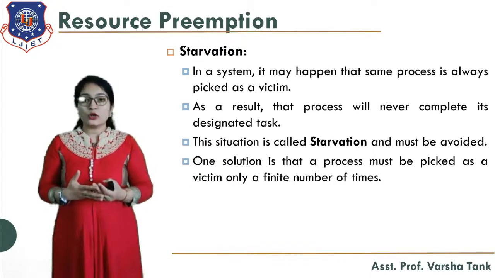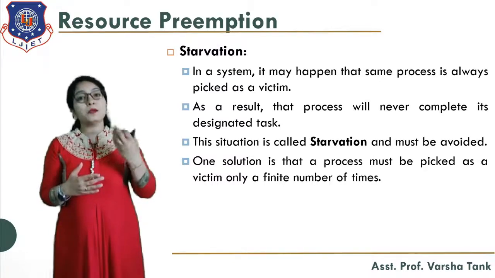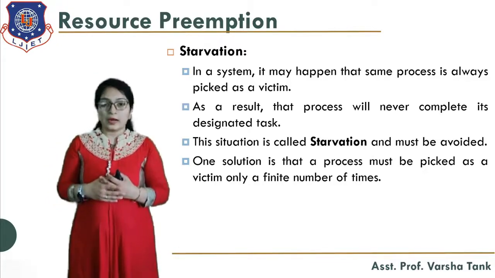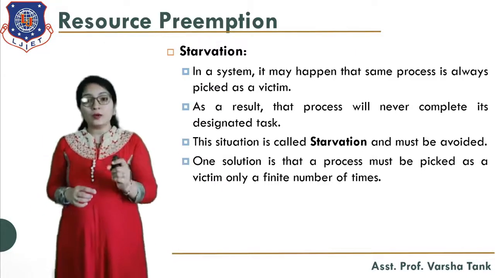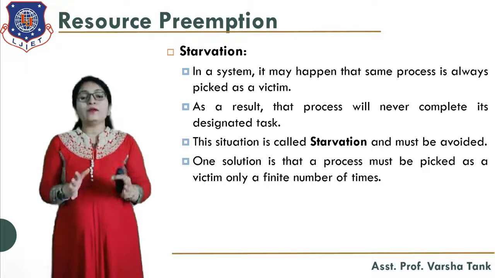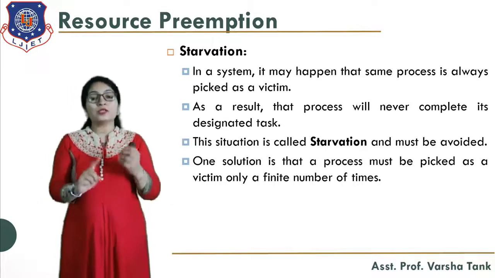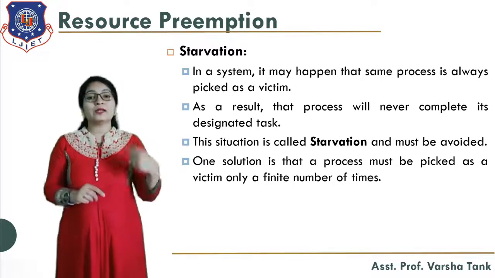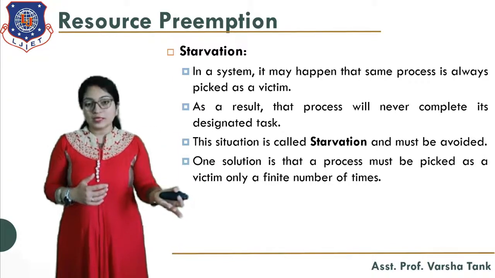So what is the solution for this? One solution is that a process must be picked as a victim only a finite number of times. We can select a particular process as a victim for some number of times, for example 5 times. If we have selected the same process 5 times, then we cannot select that particular process as a victim anymore. Now we have to select another process as a victim.